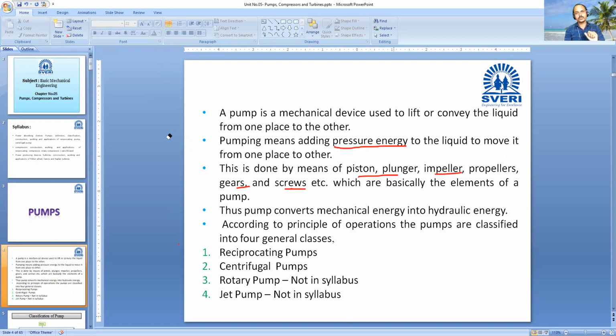Okay, so there are two types. First one is the... see, according to that, pumps are designed here. I will show you.